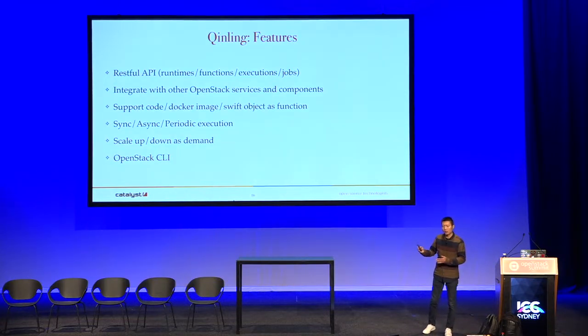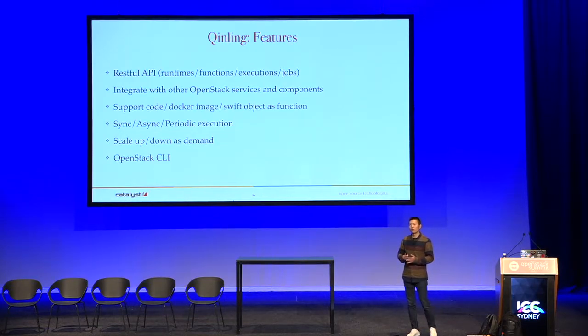There are already a lot of interesting and useful features in Qinling. Basically, there are 4 resource models: the runtime, function, execution, and job. Before you create a function, you need to have an available runtime that you can specify. When a function is invoked, it's an execution. And if you want to run the function periodically, you can create a job.